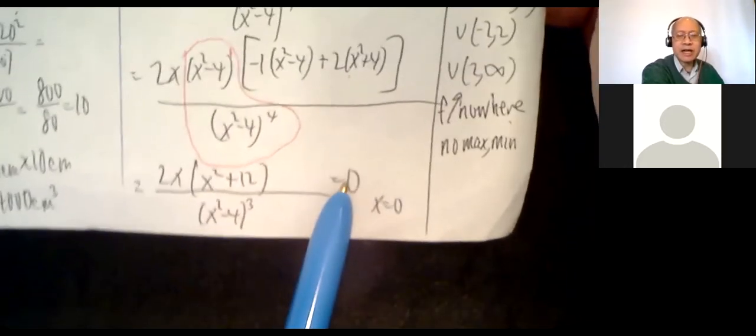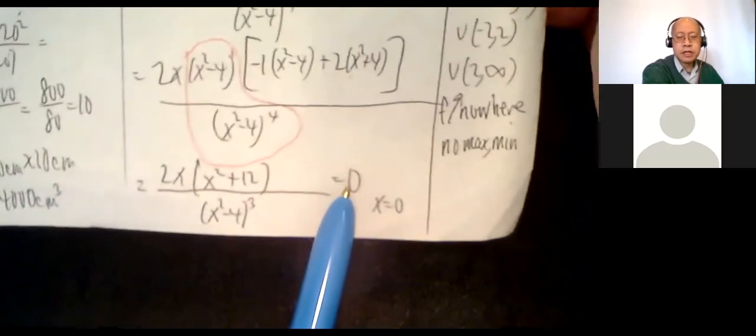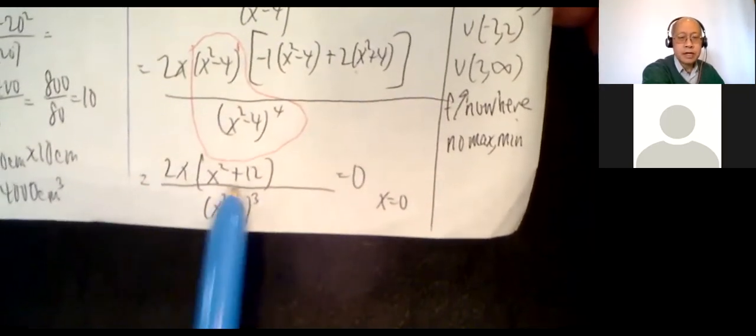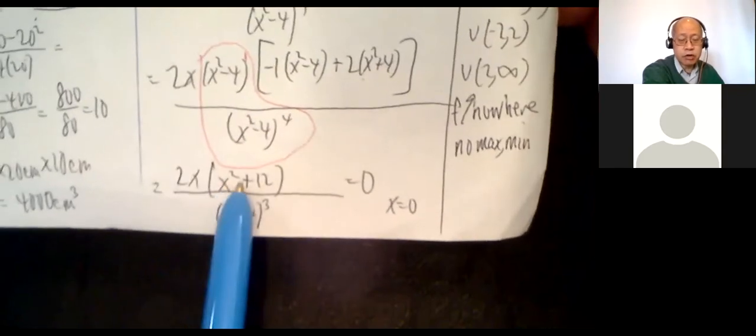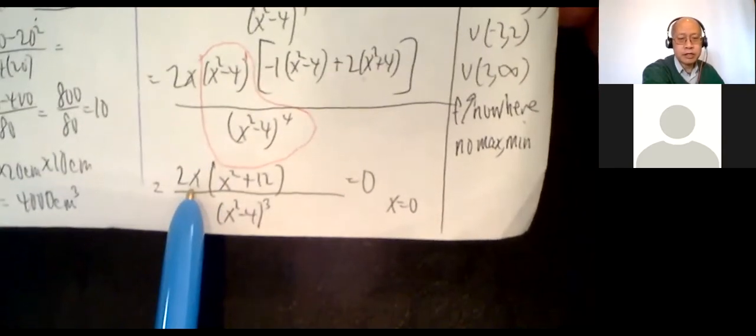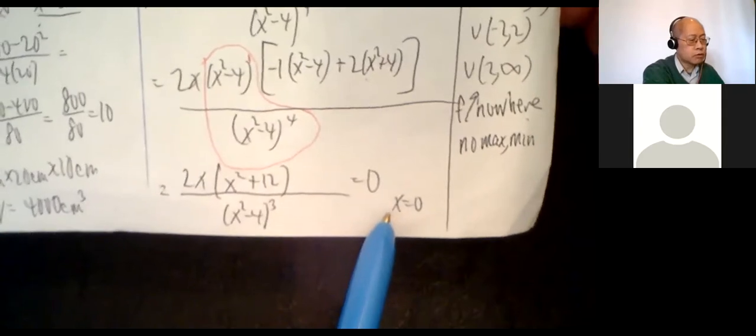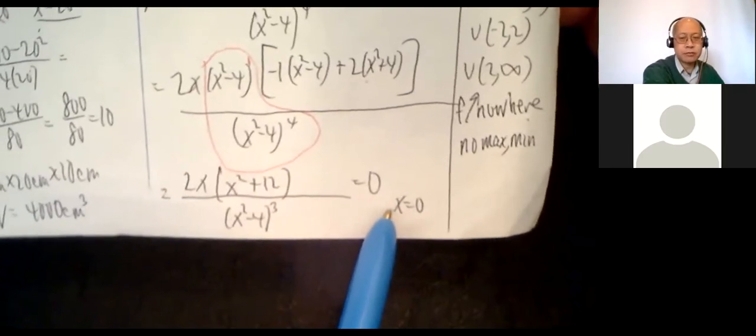And then, yes, I would set that equal to 0. This does have a solution. When is a fraction 0? When the top is 0. This can never be 0, right? X squared plus 12 is always positive. So the only way to make it 0 is for x to be 0. So I have the origin as a possible inflection point.